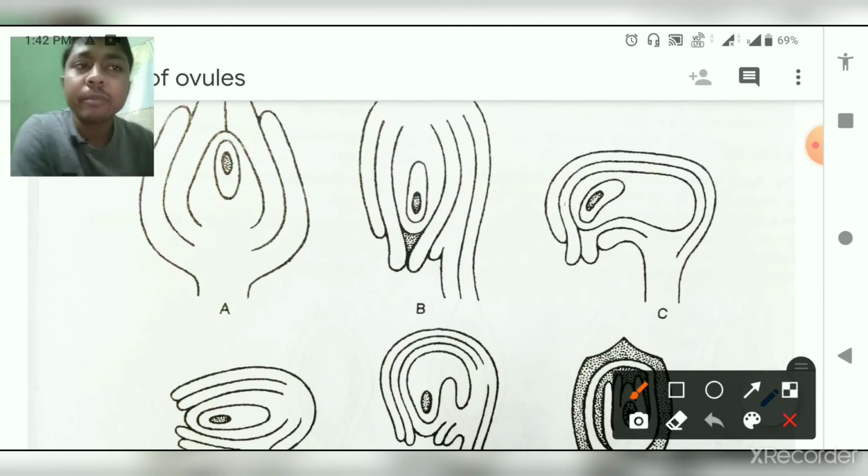Now this is the campylotropous ovule. First of all, the micropyle is directed toward the chalaza. We know this is the chalaza, so this is the direction of the chalaza and this is the micropyle. So here both are in the same direction.